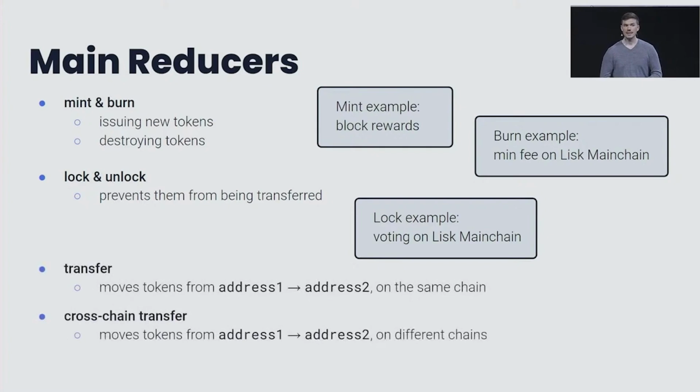Okay. And lastly, we have two reducers which mimic the transactions. So a transfer reducer and a cross-chain transfer reducer, for when maybe in your transaction, you have some complex logic and a transfer. And so for this, you can use this reducer. And that's it. As I told you, the main reducers are really lightweight, but they are basically all the interaction you would need with the token module. Then everything else will be done in custom logic.